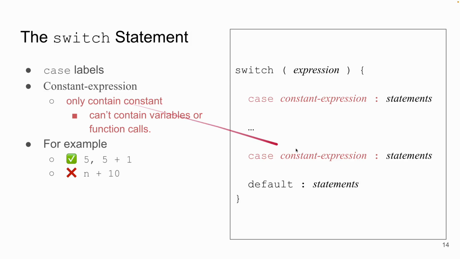Okay, so what is a constant expression? 5 itself is a constant expression because 5 is constant. 5 plus 1, 5 plus 2 is also a constant expression. However, if we add a variable n and write n plus 10, although n can be an integer variable, n itself is not constant. So this is illegal to put in a constant expression.